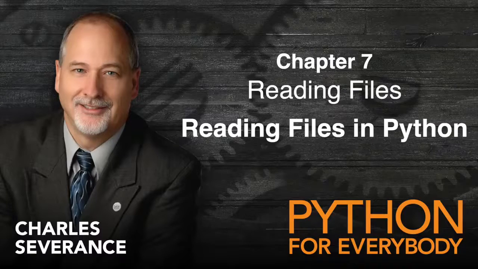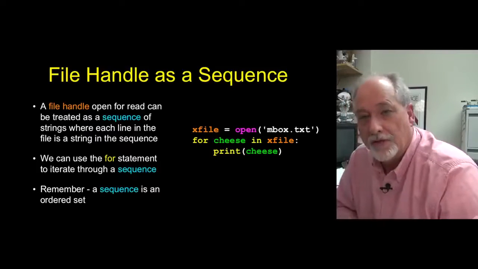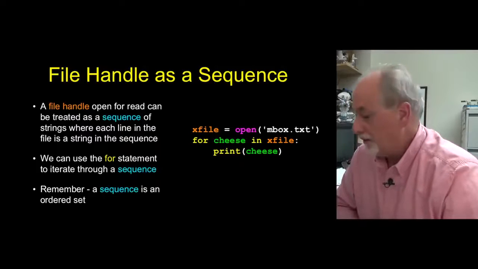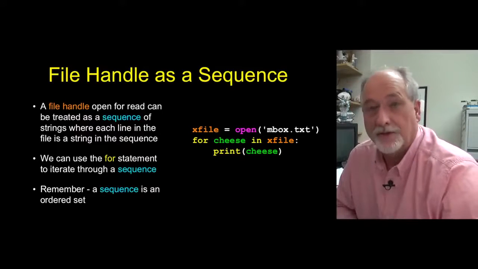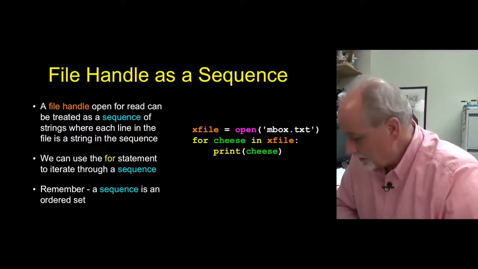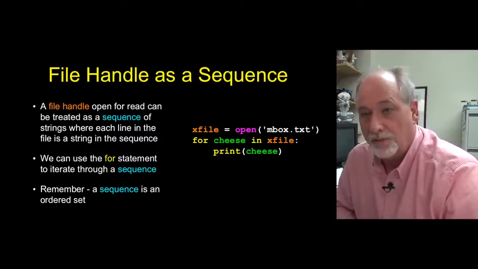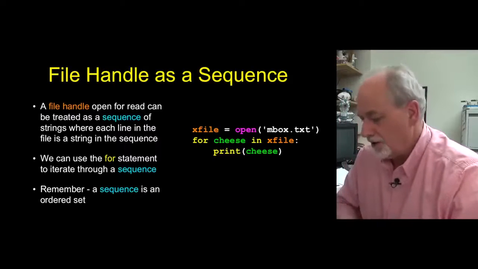So up next, I'm going to talk a little bit about how to read files in Python. We're going to find that there's a number of different ways that we can read through the file, but the most common way is to treat it as a sequence of lines, and we're going to use the definite loop, the for loop, to do this.